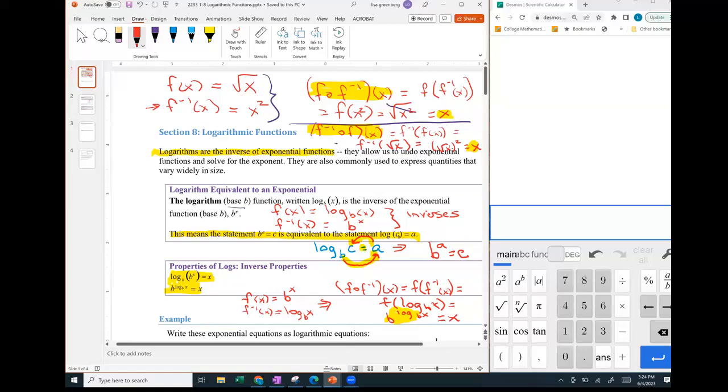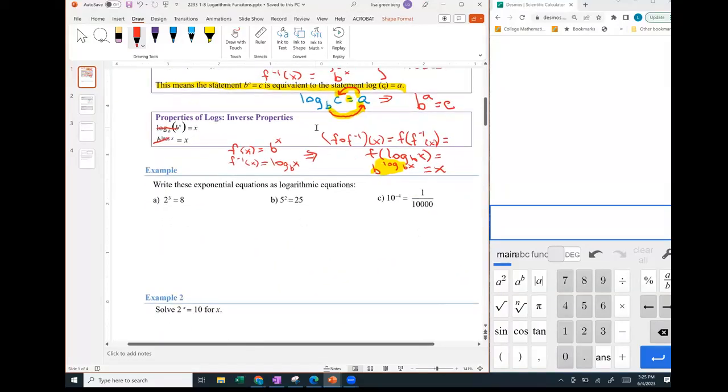And the same is true in the opposite direction. A visual of it could be log base b of b to the x: cancel, and we get x. b to the log base b of x: cancel, and we get x. That is a very important property. We're going to be using it quite often to solve equations. So let's get on with it.